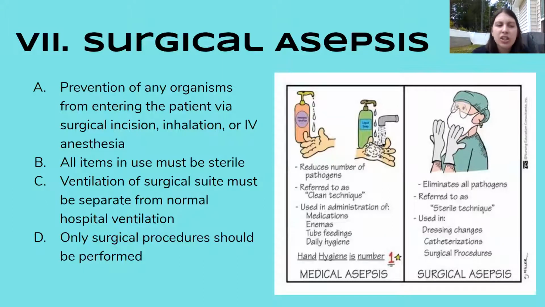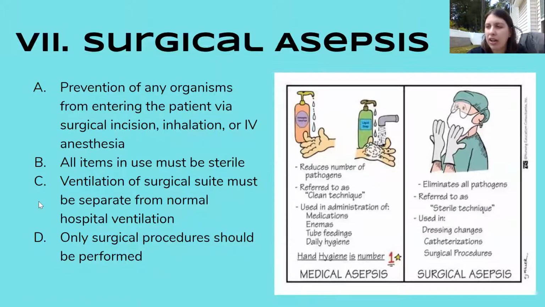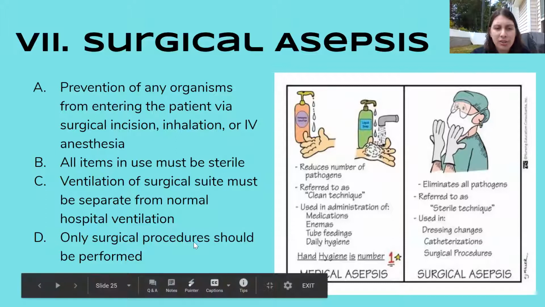The ventilation, I kind of touched on this last lecture, but the ventilation in the surgical suite has to be separate from the normal hospital ventilation. You don't want the air from the waiting room or from the kennel coming into the surgical suite, and vice versa. You don't want the air from the surgical suite going to the kennel or the waiting area. So the surgical suite ventilation is its own separate thing. It goes off and it gets outputted outside of the building. And in the surgical suite, of course, only surgical procedures should be done.